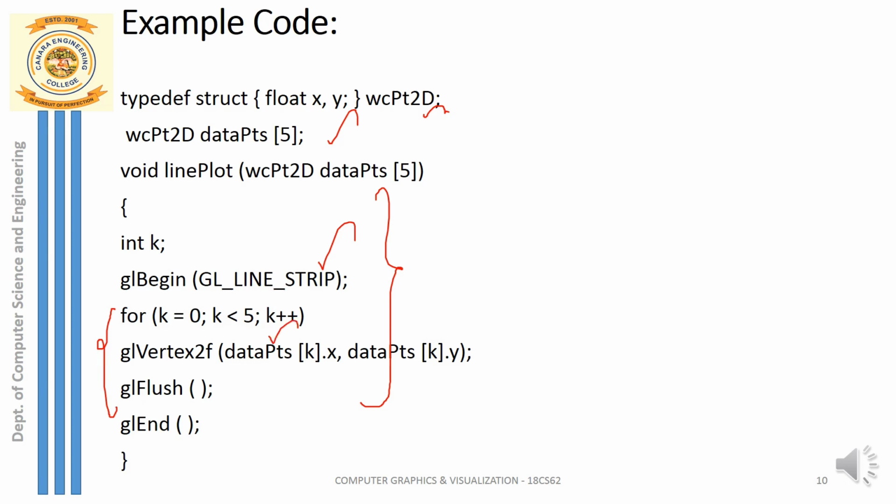So take the first set of point, the x coordinate and y coordinate of that. This function will draw the first point, and since you are looping there, in the next iteration you are going to take the next set of point where the x coordinate and y coordinate are taken.